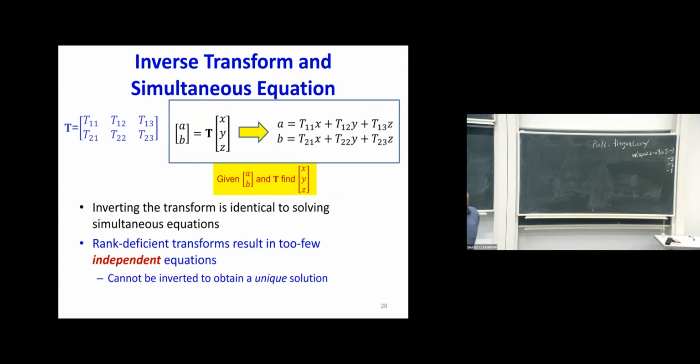So can we solve this? I have two variables on the left that I know, and I have the t terms. I don't know what x, y, and z are, right? Given a, b, and all the t terms, can I get x, y, and z? Yes, there are infinite solutions. Why? Because I have more unknowns than equations, which is why you cannot actually invert it, right?